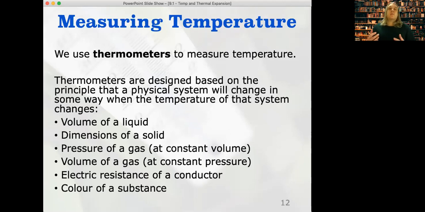So we've got temperature, we've said what it is, we've talked about what it means in terms of the particles themselves having kinetic energy. So how do we measure it? What do we actually do? We've said this thing's hotter than this thing, but what does that mean? How are we putting values on this?